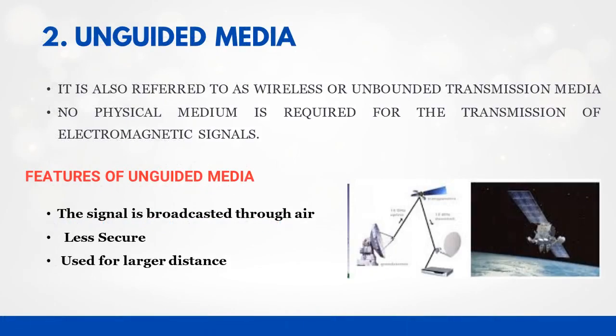Unguided media. Unguided media, also called wireless or unbounded transmission media, is a method of transmitting data without using any physical cables. Instead, data is sent through electromagnetic signals traveling in the air, water, or even space.